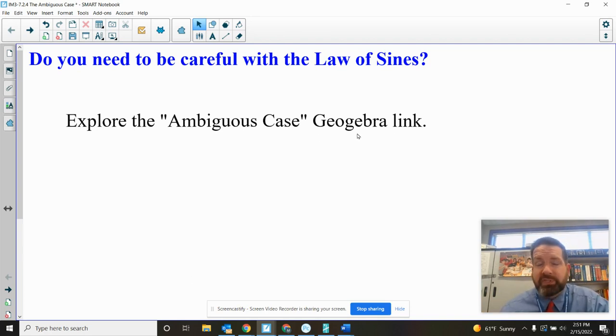So if you haven't already opened this GeoGebra link from Canvas, please do that now, because I'm going to ask you to play along as we look at different cases where this can happen. So ambiguous just means unclear. So there is a time when you're using the law of sines where maybe, just maybe, there's more than one way to do things. Let's take a look here.